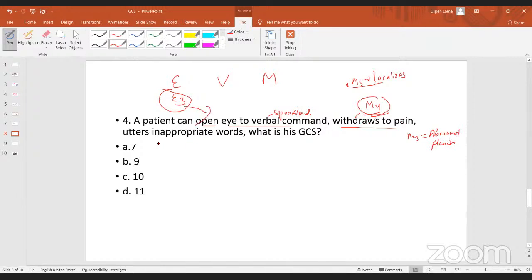So E3. Utters inappropriate words. They are asking inappropriate words. For words, directly go to V3. V3 is words. Don't be confused. V2 is sound. V4 is confused, but in a sentence, confused sentence. So we know V2 is sound. Here words, V3. So E3, V3, M4. So the answer is 3 plus 3 plus 4, that is 10. So the answer is 10.